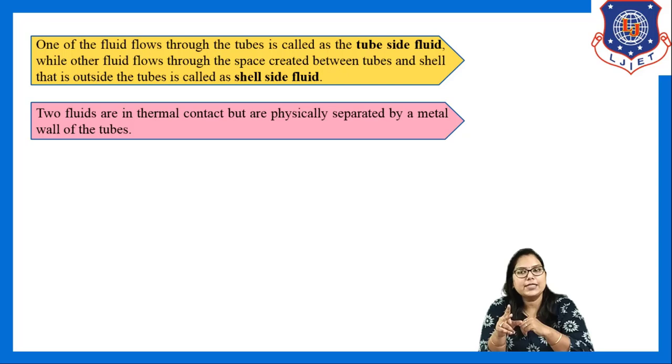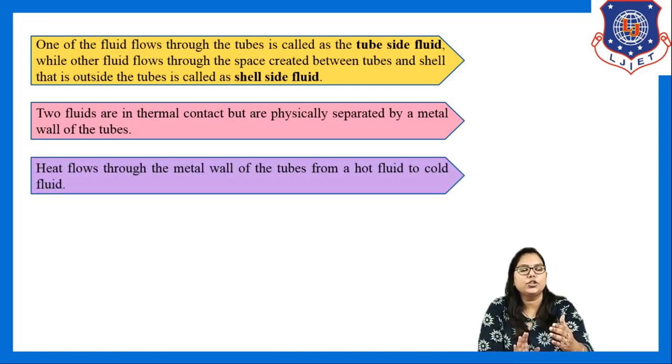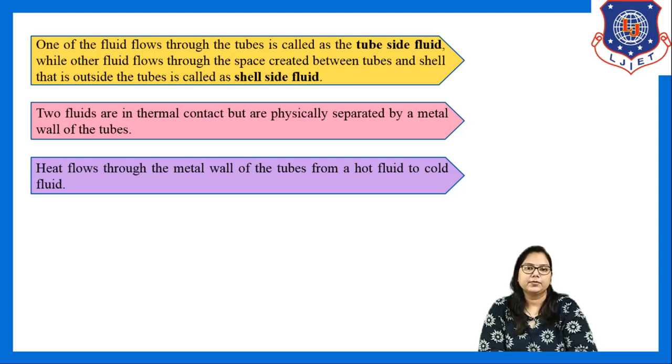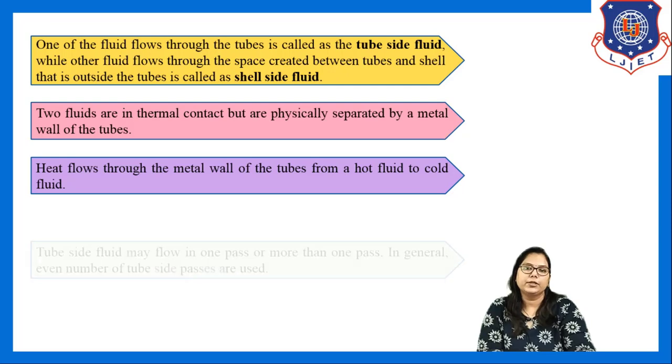The two fluids are in thermal contact but are physically separated by the metal wall of the tubes. Heat flows through the metal wall of the tubes from the hot fluid to the cold fluid.